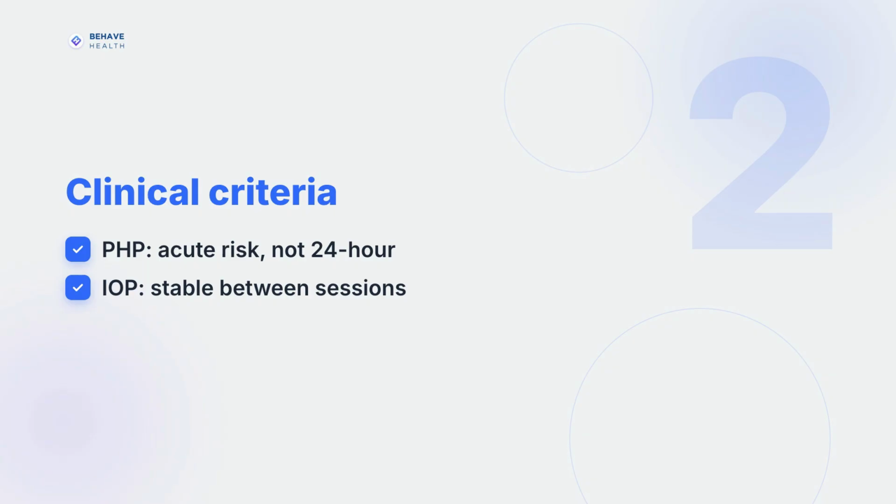Dimension 2, who belongs where? PHP fits patients at acute risk who do not require 24-hour supervision, often stepping down from inpatient or residential treatment. IOP fits patients stable enough to manage daily responsibilities while receiving meaningful treatment support. Placement is assessed across 6 ASAM dimensions, from withdrawal risk to the recovery environment.